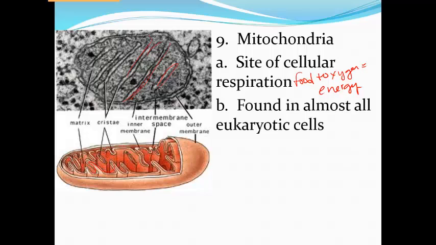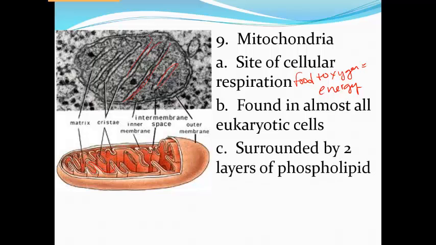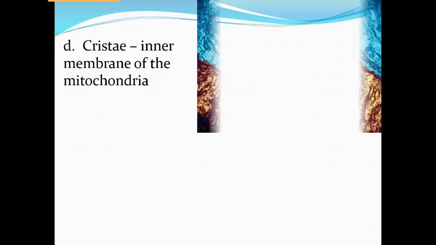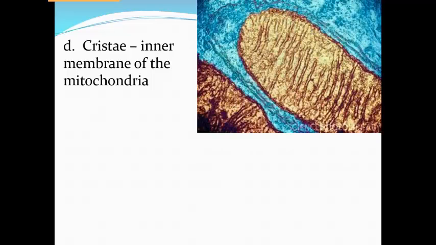This is found in almost every eukaryotic cell, and that's because eukaryotic cells need to make energy, therefore they need mitochondria. That includes plants, so this is animals and plants, definitely. It has two layers that surround it, so it has two phospholipids like your cell membrane does, so it's a very protected organelle. And I did mention the cristae. Those are the inner membranes of your mitochondria. You can see a better picture here.